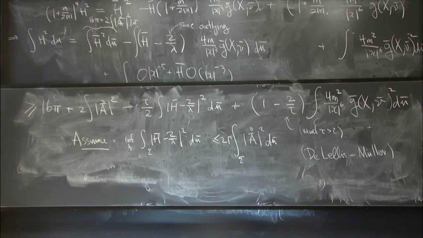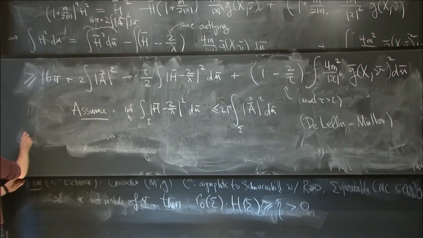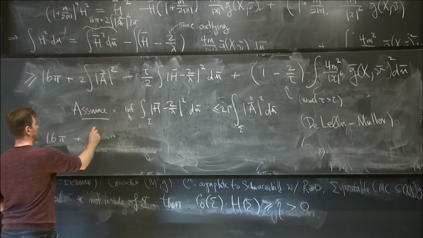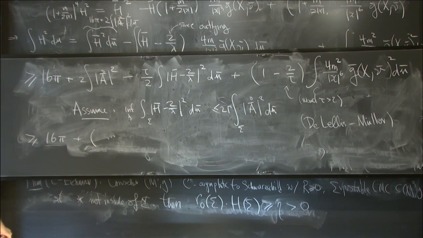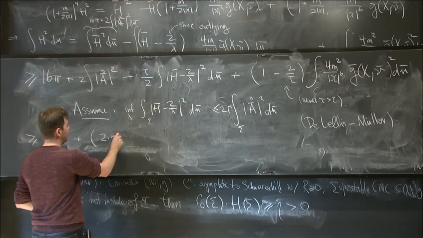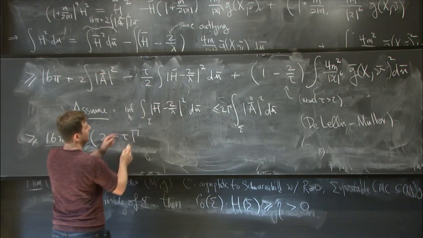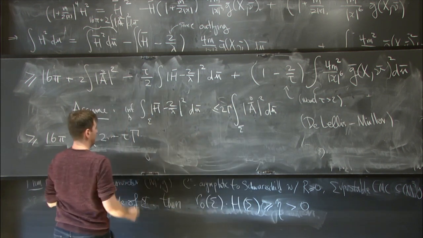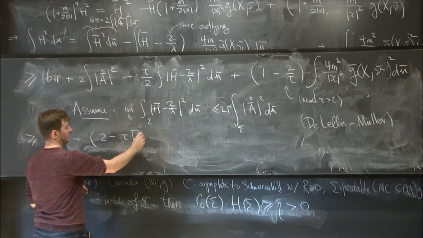Now maybe it's clear where this is going. We get 2 minus tau gamma. The 2's cancel, and we get tau times gamma, here with a minus.